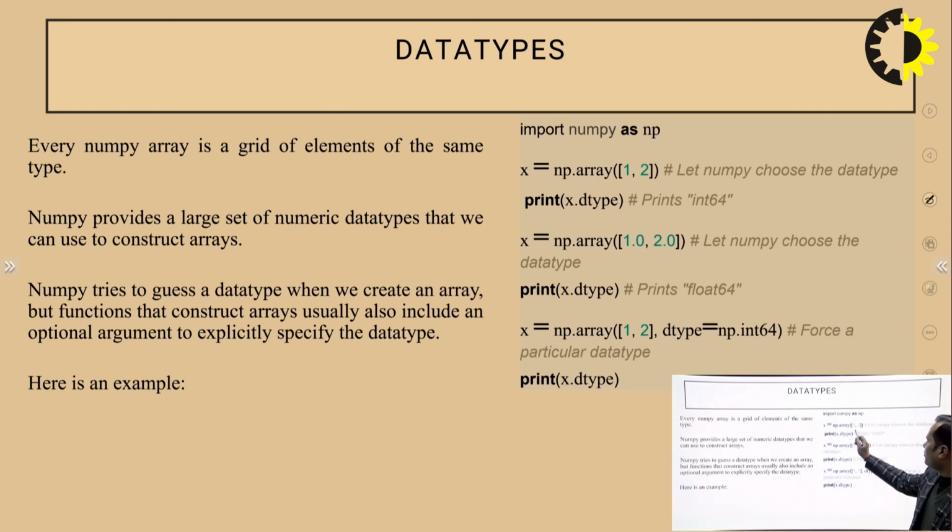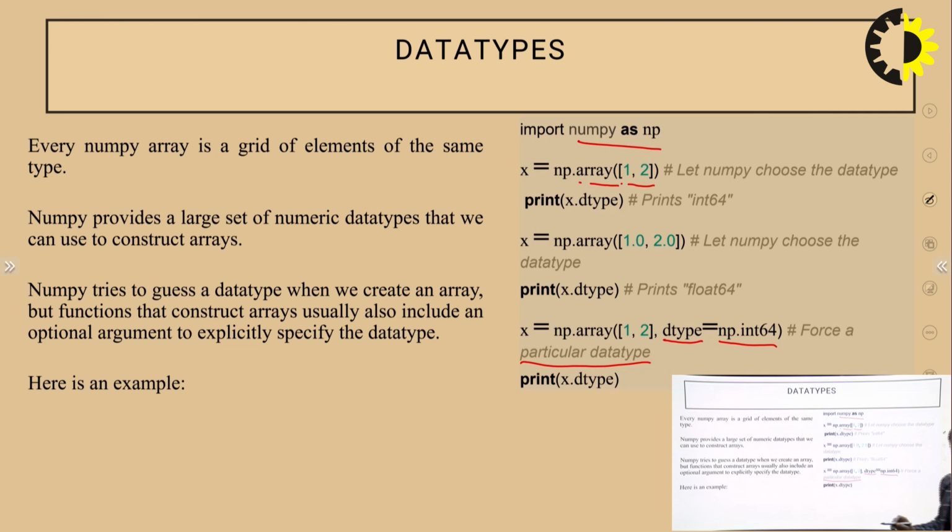So here we have provided only a list. We have imported NumPy as np. Now we have called the array function and we have provided the list. And if we want to create the array of a specific data type, we can provide the data type into the dtype parameter. As I have provided here, np.int64. That means it forces the array to be created of the particular type.